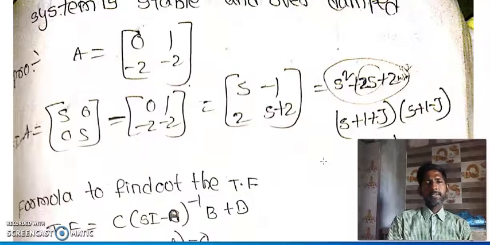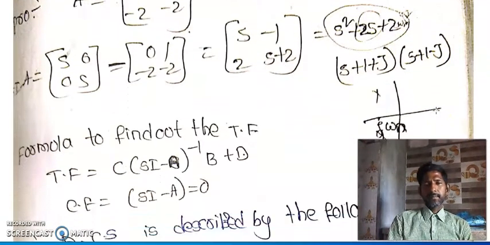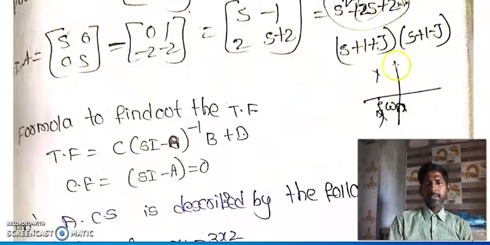The next problem: A is given as [0, 1; minus 2, minus 2]. The characteristic equation sI minus A is [s, minus 1; 2, s plus 2]. Finding the determinant, this can be written as (s plus 1 plus j)(s plus 1 minus j). So the location of the roots is like this, here one pole and here one more pole.